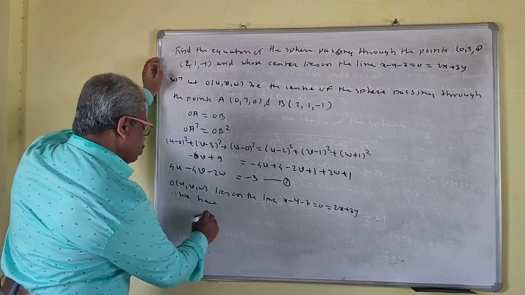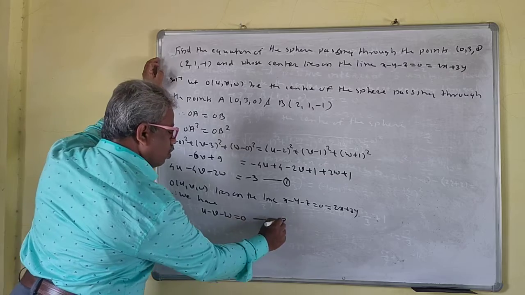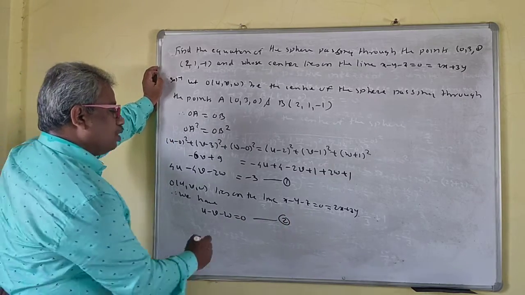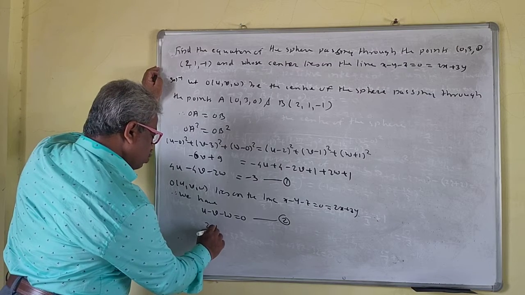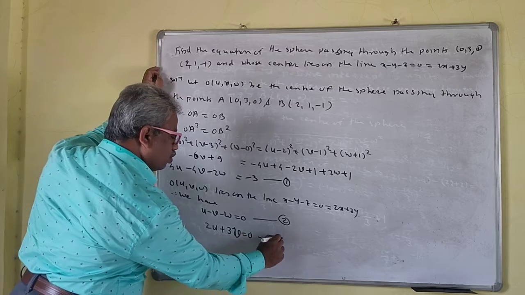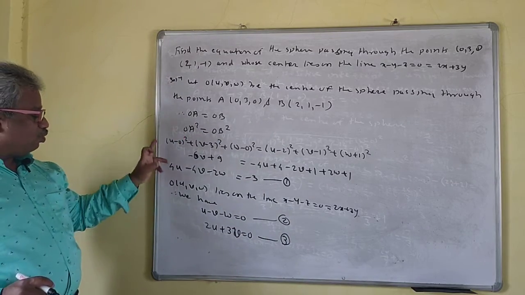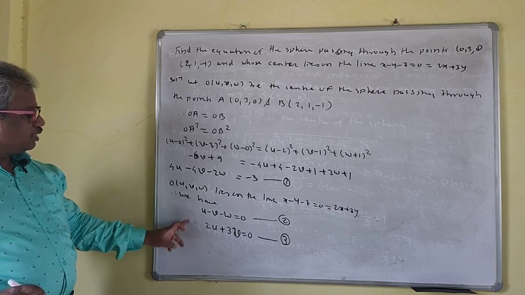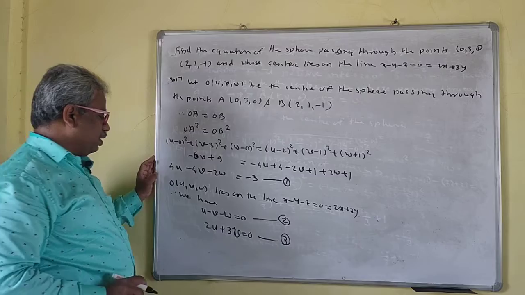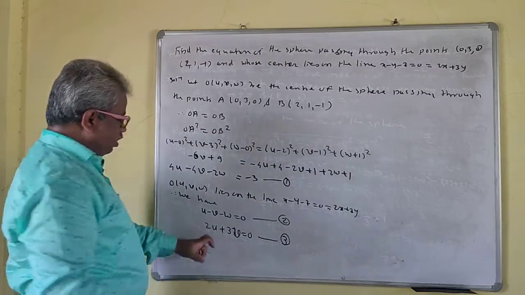So now this is u minus v minus w is equal to 0. We get one relation among u, v, w. The second is twice u plus 3v is equal to 0. So this is 3. Now we have to solve these equations simultaneously. This is the relation between two variables.